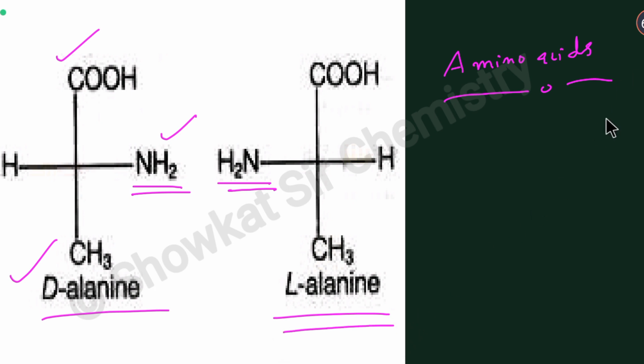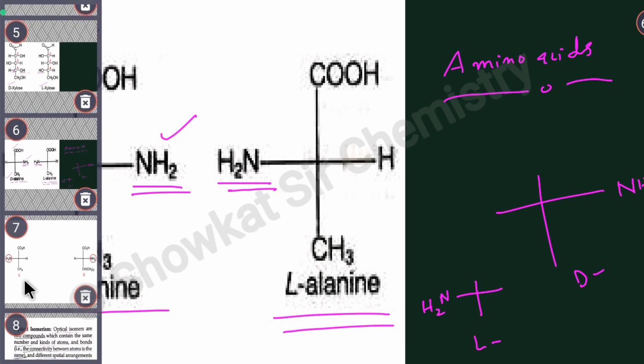So it is now very easy. Whenever any amino acid is given to you, you have to check: if NH2 is on the right hand side, that will be your D isomer, and if NH2 is on the left hand side in the Fischer projection formula, then this will be your L isomer. So this is how we apply it in the case of amino acids.